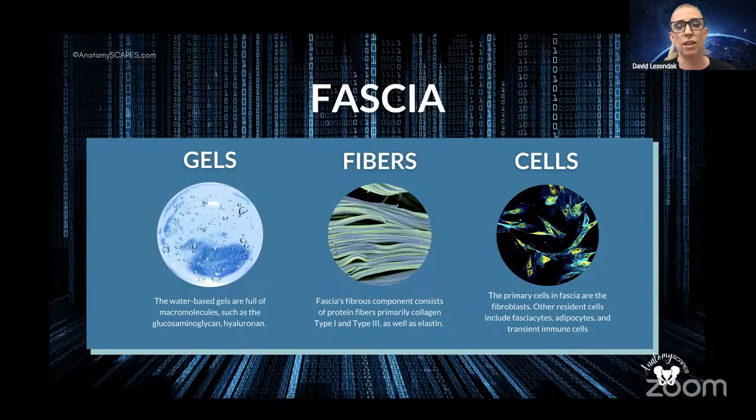And then the cells. And the cells are very sparse in the fascia compared to other parts of the body. Really, it's defined by its non-cellular components of the gels and the fibers, or the fluids and the fibers. But there still is a cellular component which actually creates both the gels and the fibers. The cells that create the fibers are the fibroblasts. The cells that create the gels are the fasciocytes. But you will also find in fascia, as we've already seen, adipocytes, as well as a high level of our immune cells that travel through this system.